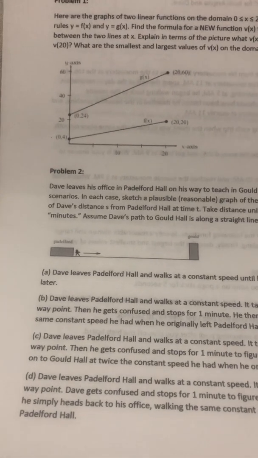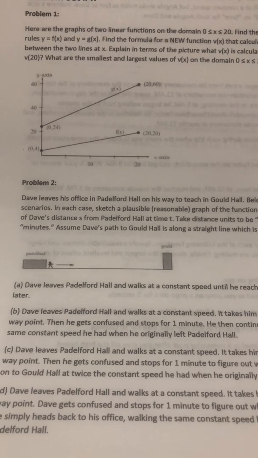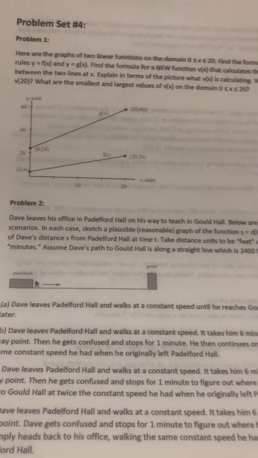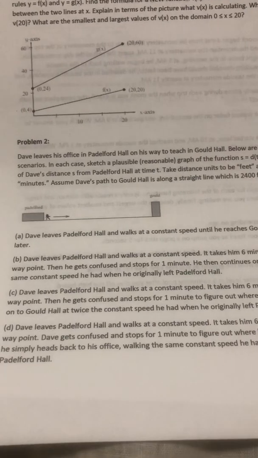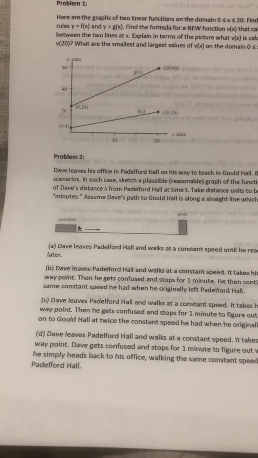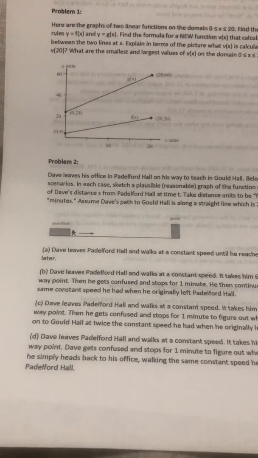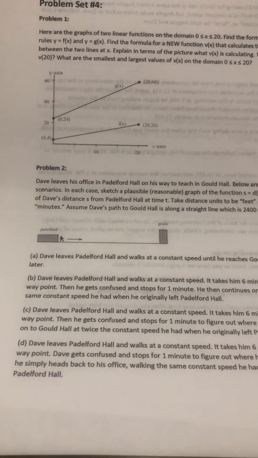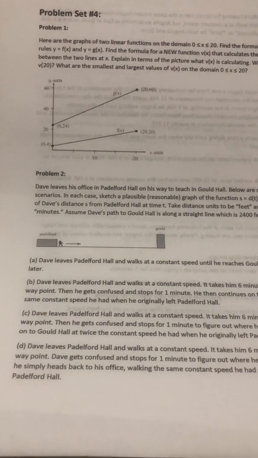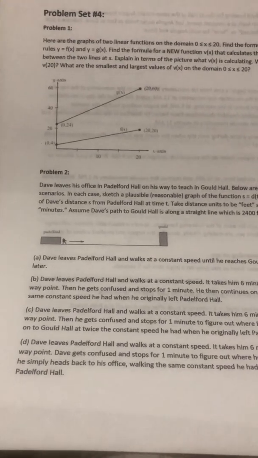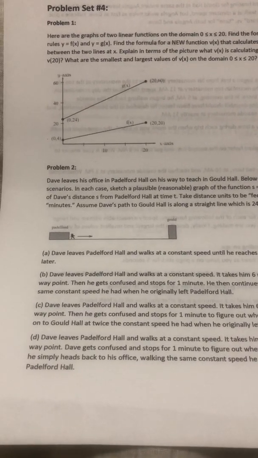Problem 2 describes Dave leaving his office in Paddleford Hall, which I'm going to refer to as P, on his way to teach in Gold Hall, which I'm going to refer to as G. The problem gives us different scenarios, and for each scenario they want us to graph the function s equals d of t, which keeps track of Dave's distance s from Paddleford Hall at time t. Distance is in feet and the time is in minutes, and the path is going to be a straight line that is 2,400 feet long.